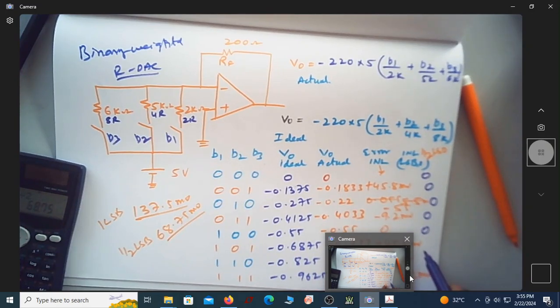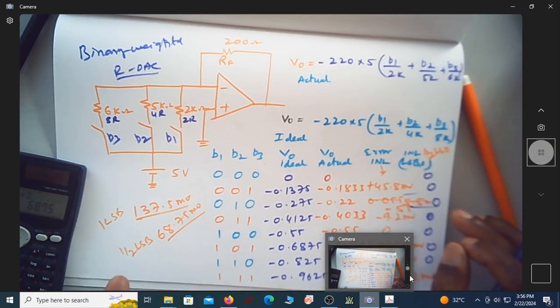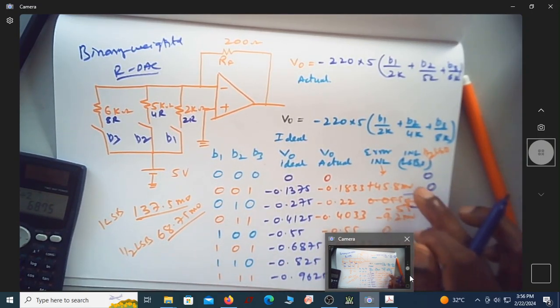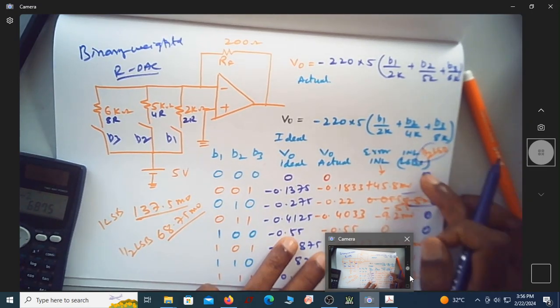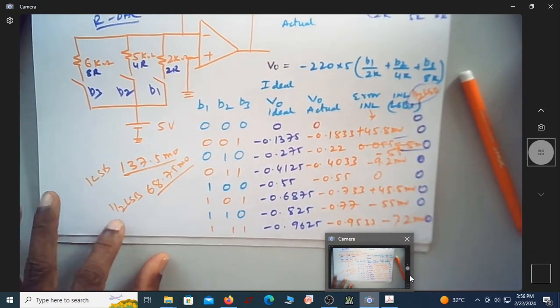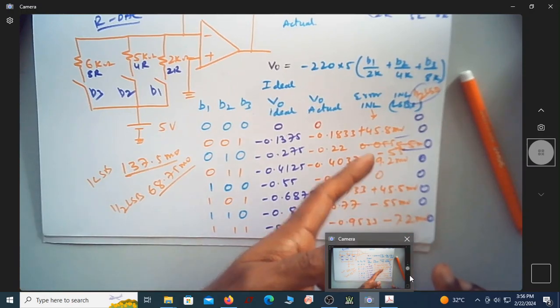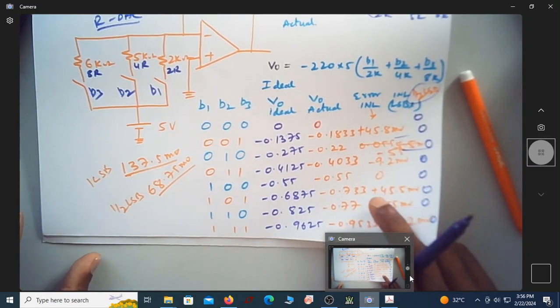Here also it is 0. This is 0, 0, 0, then 0. This is 0, this is 0, 0. So it's rounded to the nearest half LSB. If you are taking it as quarter LSB, then it is true. But if you are rounding it to half LSB, all the errors are less than half LSB, so you can say that the INL is 0. There is some error, but since you are rounding it off to half LSB, the error is 0. INL is 0. Okay, that's it.